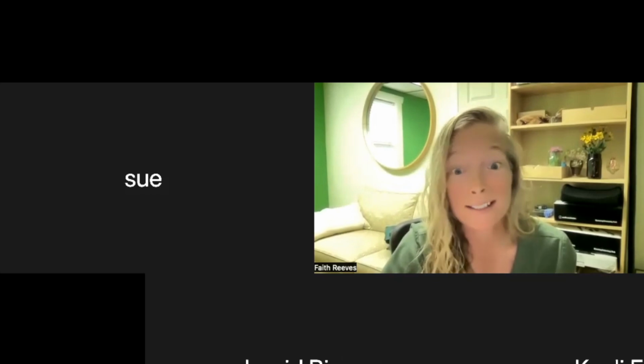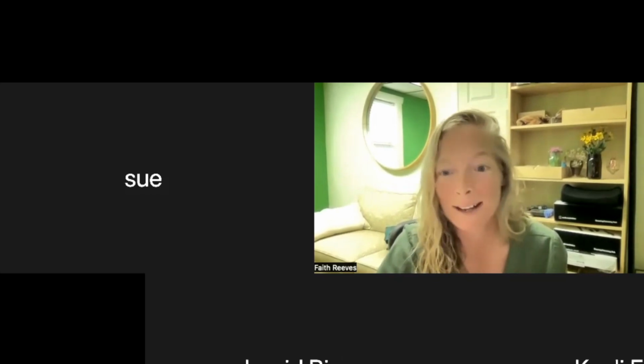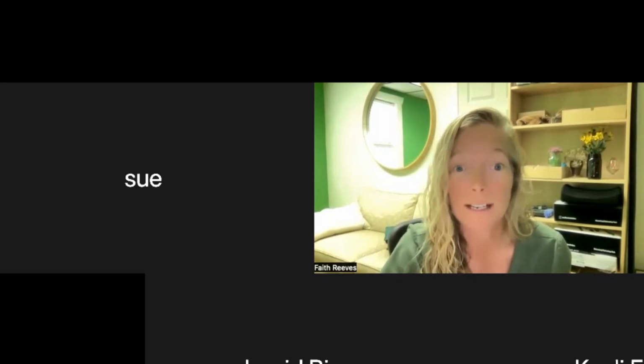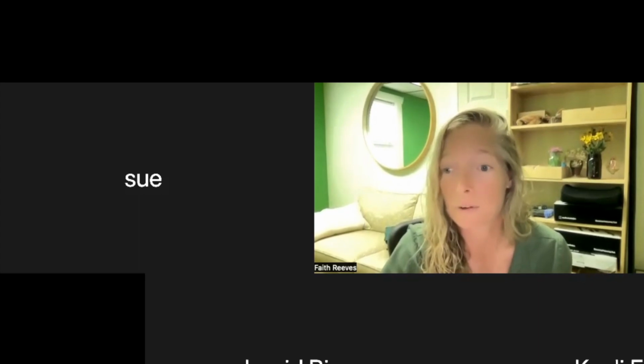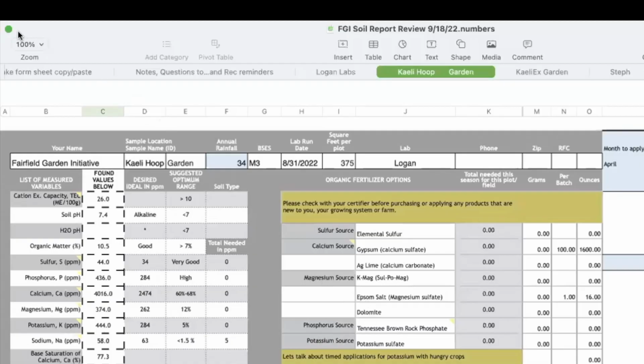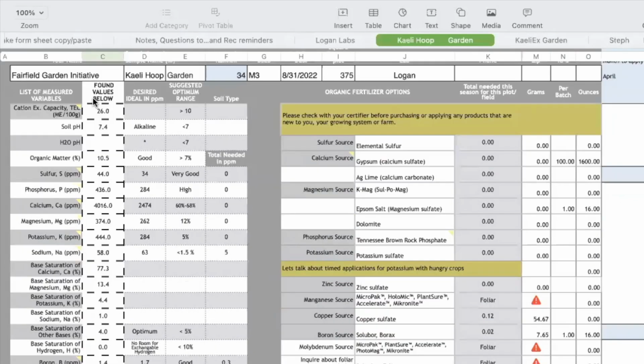Okay, this is the spreadsheet that I created to do the analysis. It looks different than the soil report that you got from Logan, that PDF that I forwarded to you, but it's the same information. It just looks different.